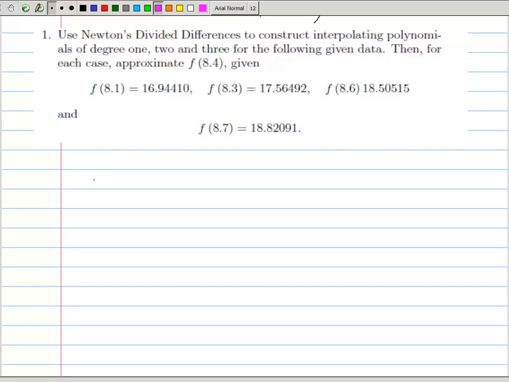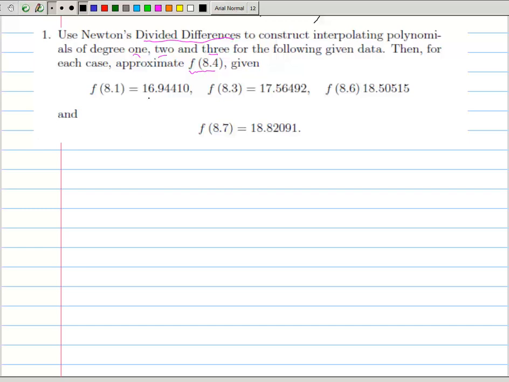Hi everyone, and we're back with looking at one of the problems. So this problem is stating that we must use Newton's divided difference method to construct interpolating polynomials of degree 1, 2, and 3 for the following given data. Then for each case we must approximate f where x is 8.4 given these data points.